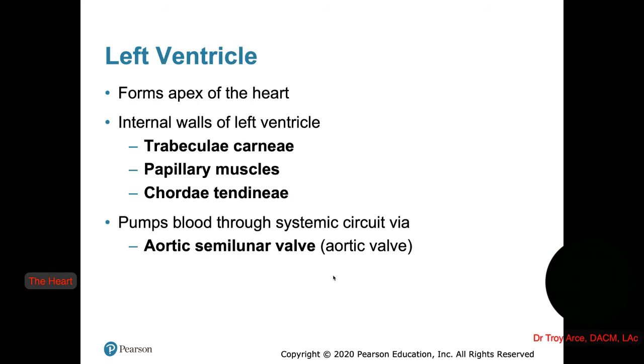We're talking about the left ventricle, which forms the apex of the heart, again, resting on the diaphragm. The internal walls of the left ventricle have, again, the trabeculae carneae, the papillary muscles, and the chordae tendineae. It pumps blood through the systemic circuit via the aortic semilunar valve. That's your aortic valve. That's that big red arching aorta on top of the heart. This is the strongest pump in your heart that allows that blood to circulate throughout the whole body.